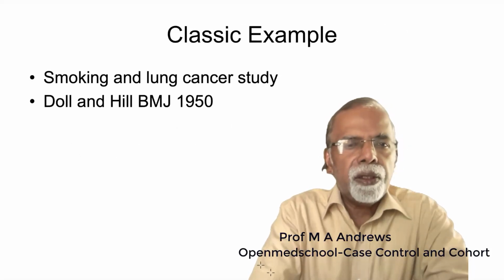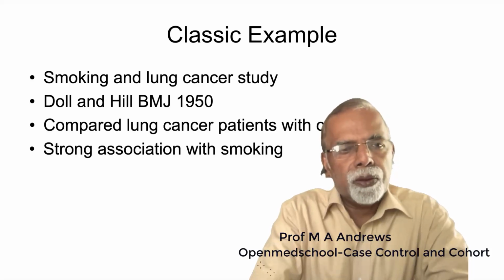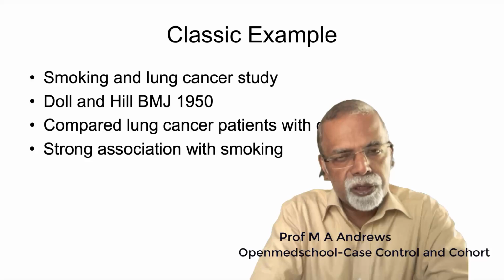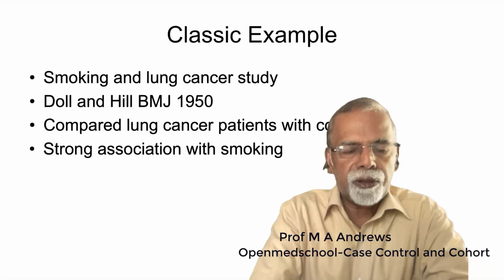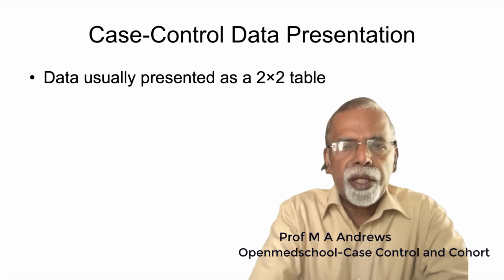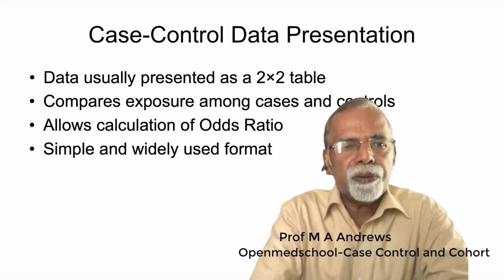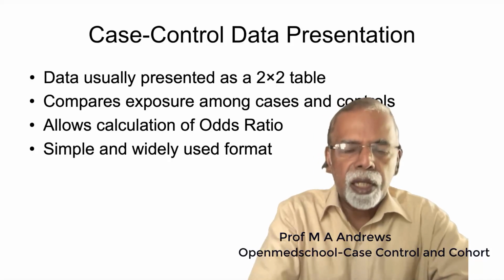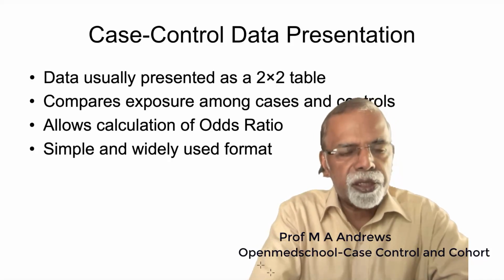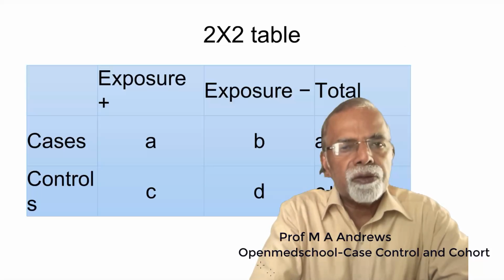Classic example is the Doll and Hill BMJ 1950 smoking and lung cancer study. Here they compared lung cancer patients with the controls and found that there is a strong association between smoking and lung cancer. So case control data presentation uses a 2x2 table. This will be discussed in detail in another session. It compares exposure among cases and controls, and you calculate the odds ratio. So remember, case control study uses the odds ratio. It's a simple and widely used format. So here we use a 2x2 table.